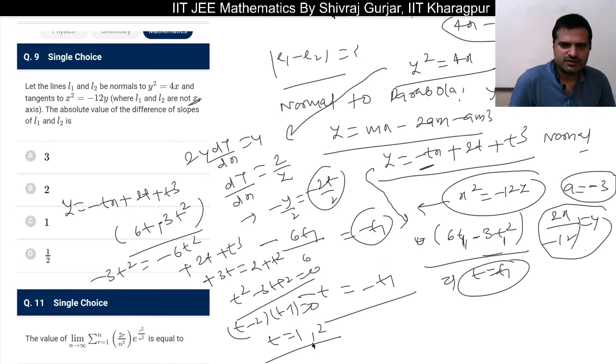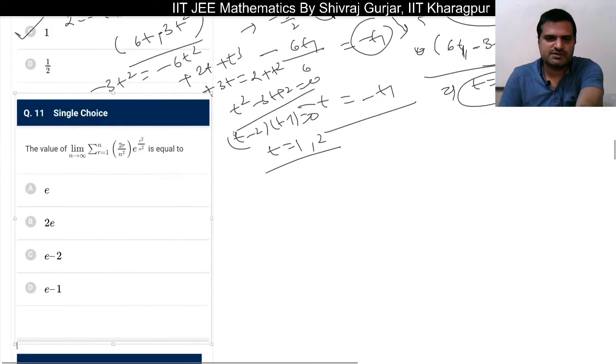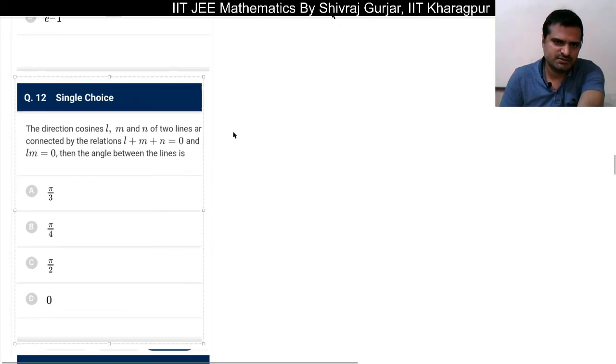So we are asked what the difference of their slopes will be. So what is the slope? Slope is minus t, so minus 2 and minus 3 are the slopes of the two lines. Difference is 1, so C is the answer. Okay, so let's take the next question. Question 10 is missing.